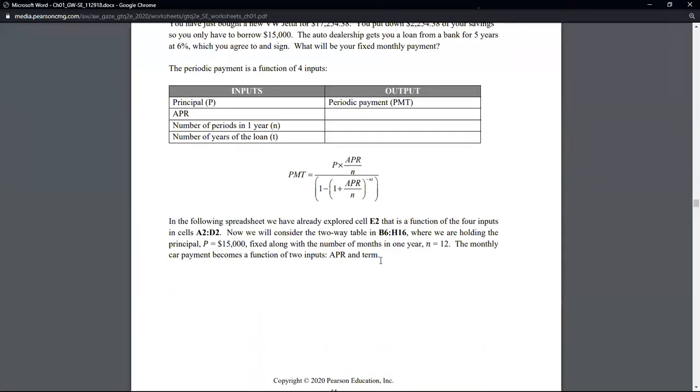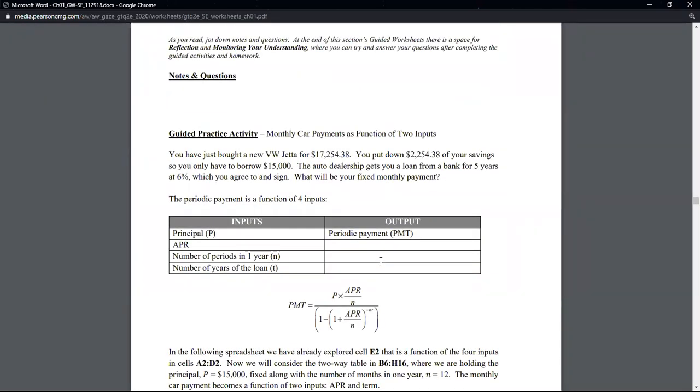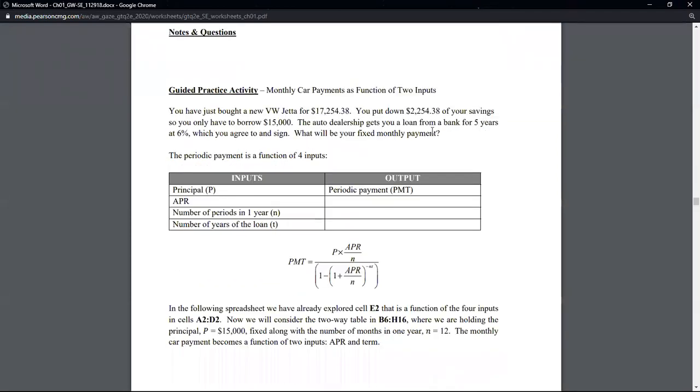Page 44, here we go. So the next guided practice activity is a monthly car payment as a function of 2 inputs. So this is the car payment formula. This is also the mortgage payment formula. Again, this is seen in chapter 9. You might just see it in passing once or twice until then, but I will never test on this for now. In the midterm, this is chapter 9 material. This is not really chapter 1 material in my opinion, but it is a very important concept that we can go ahead and at least talk about as long as we have Excel in front of us.